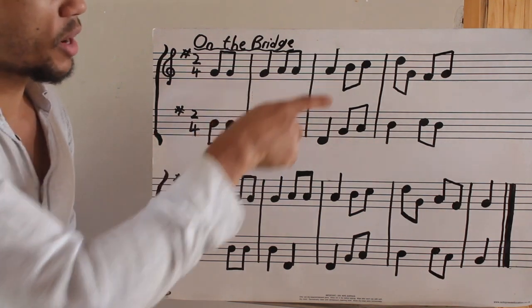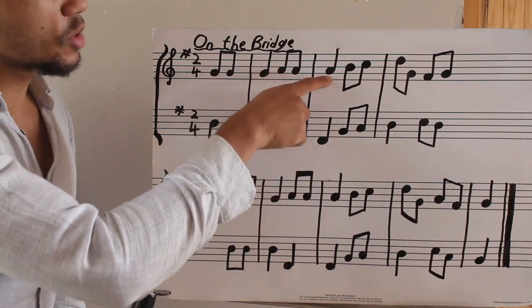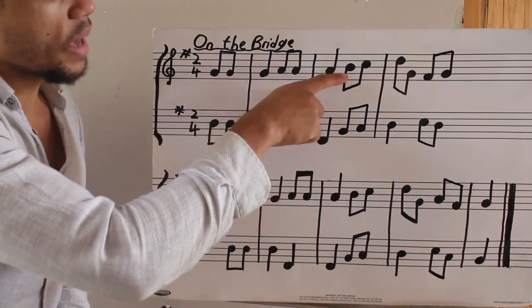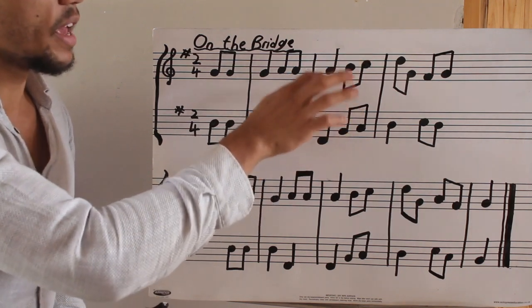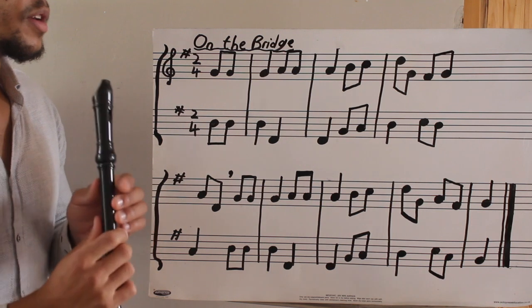Then we keep going to bar number 3. We stay on this same note, so we stay on the A, but then we go a little bit higher with our B, C as 8th notes. So let's try this bar number 3. A, B, C. 1, 2.